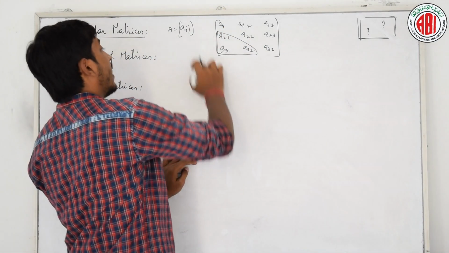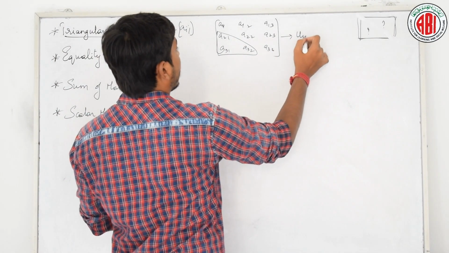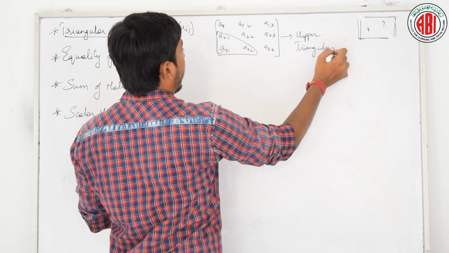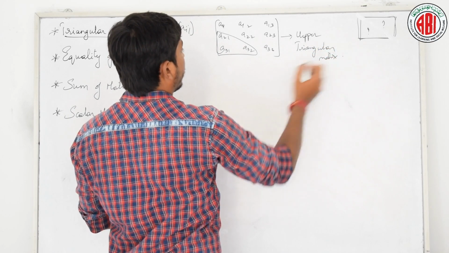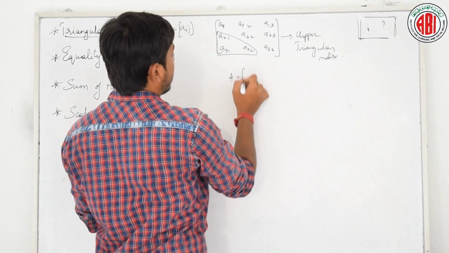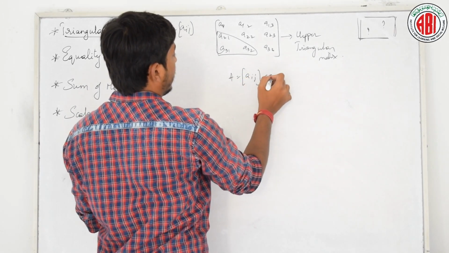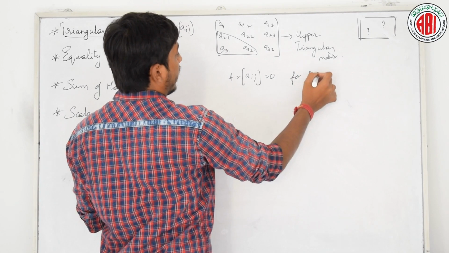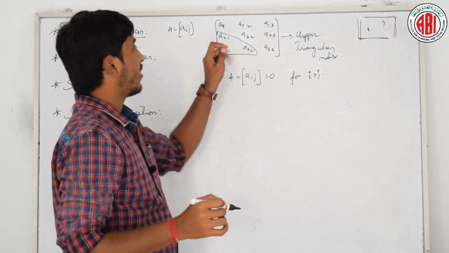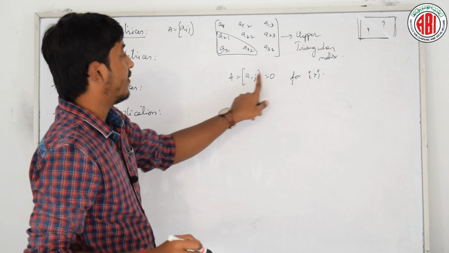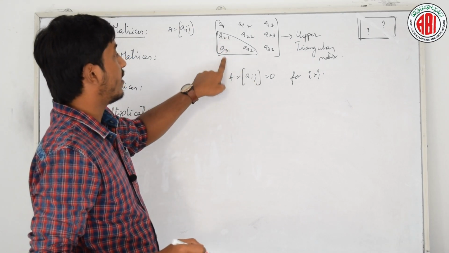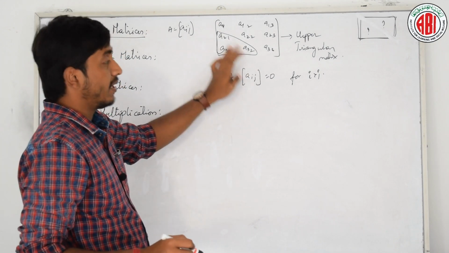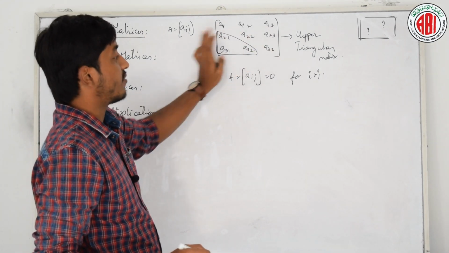Then this matrix can be called an upper triangular matrix. How to define it: a matrix A = [aij] with aij = 0 for i greater than j. If you observe here, i greater than j means 2 greater than 1, 3 greater than 1, 3 greater than 2.